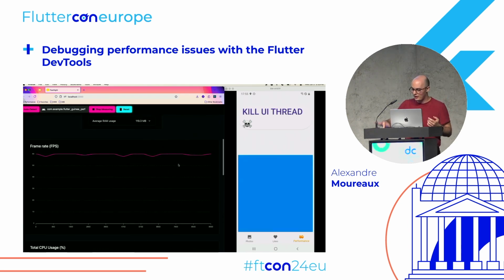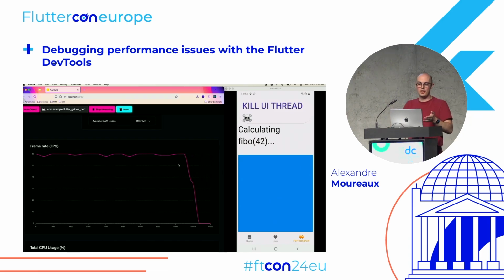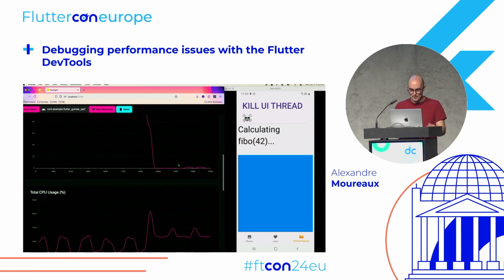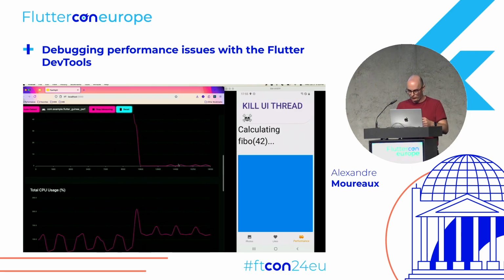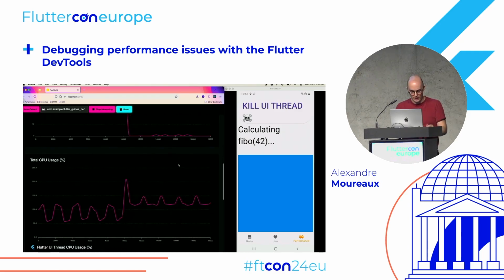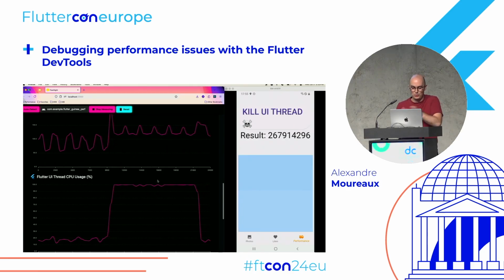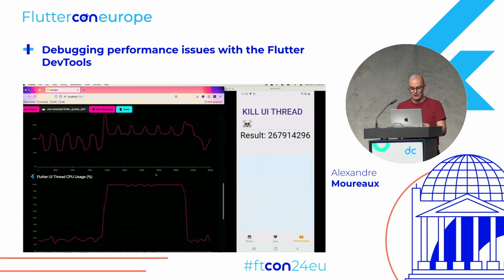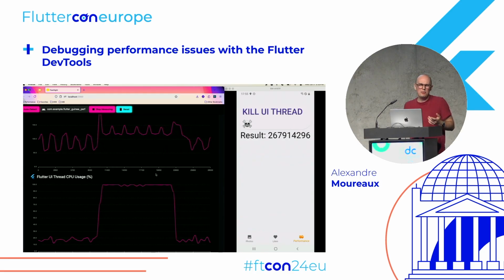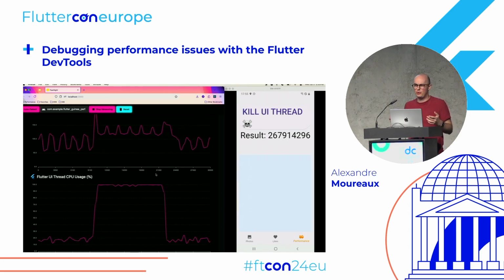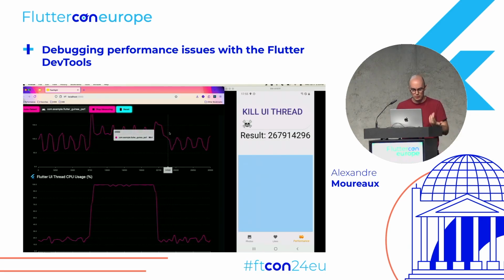So for example, if I click kill UI thread, I will be able to see that my FPS is of course going down, because my device is slow to calculate recursive Fibonacci. I can also see that the Flutter UI thread is actually blocked. So this is why the animation is not continuing. But you might be wondering, Alex, you talked to us about determinism. How does this combat determinism?